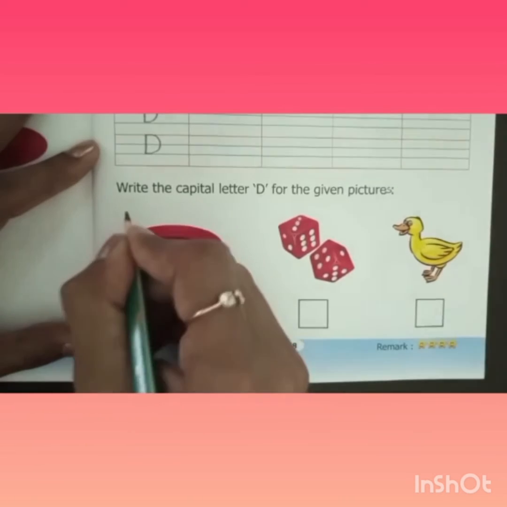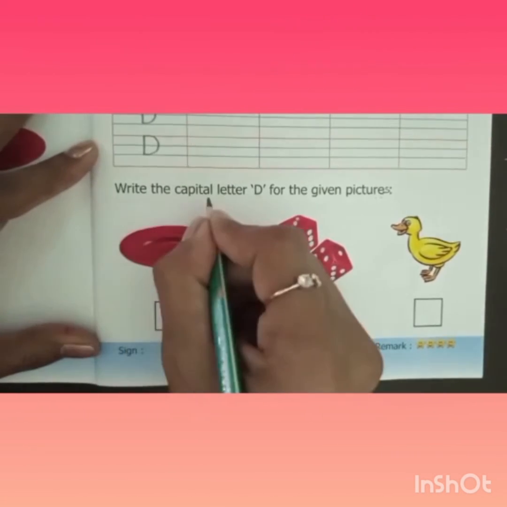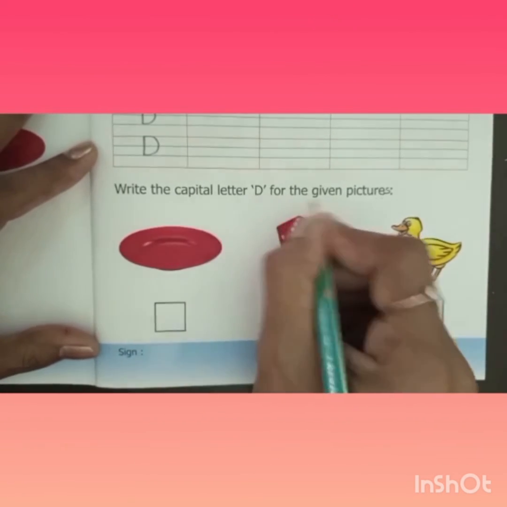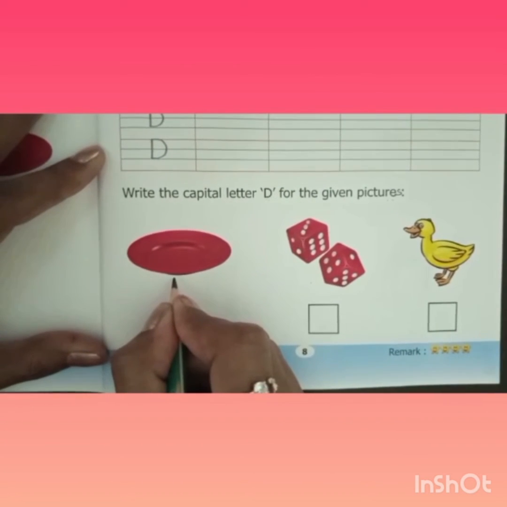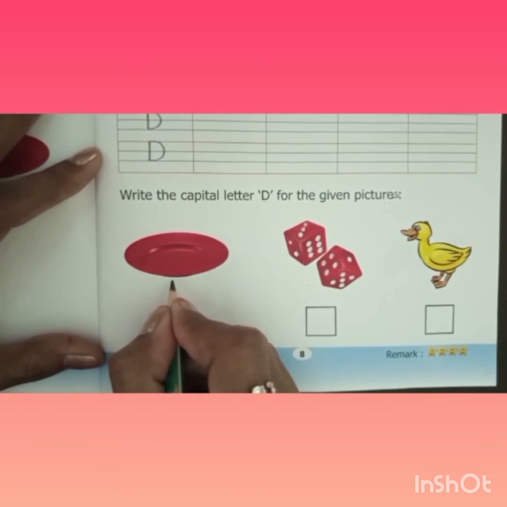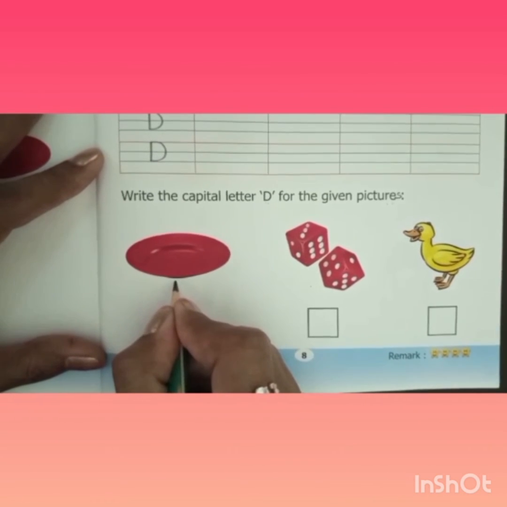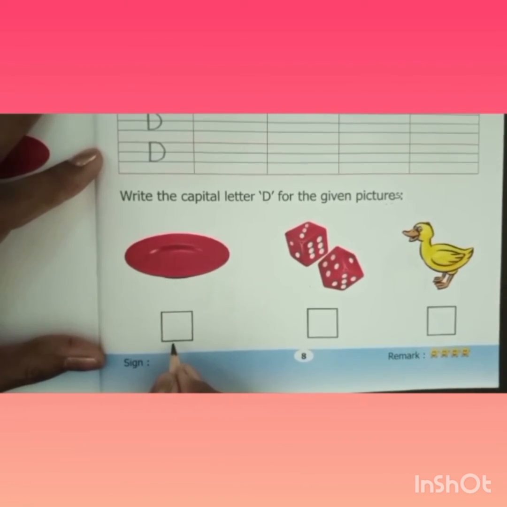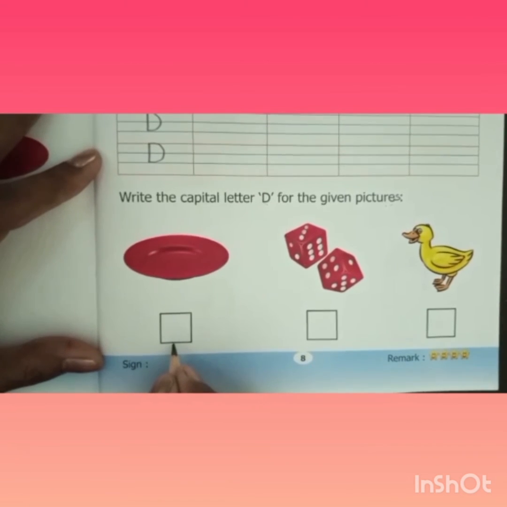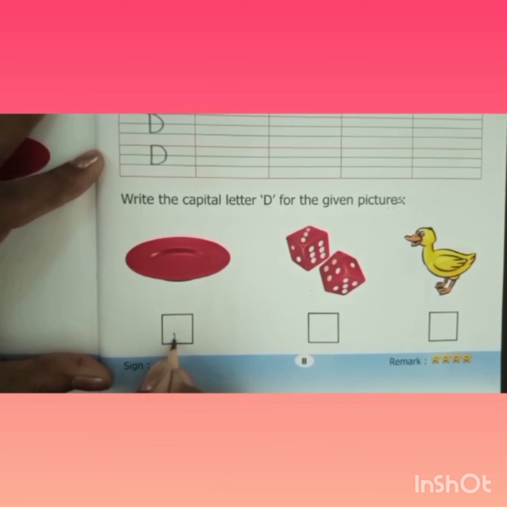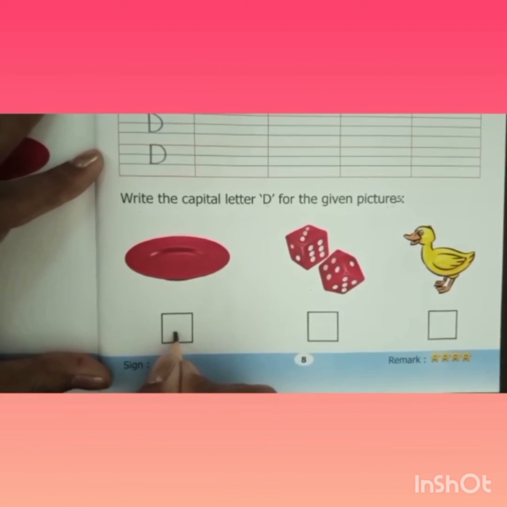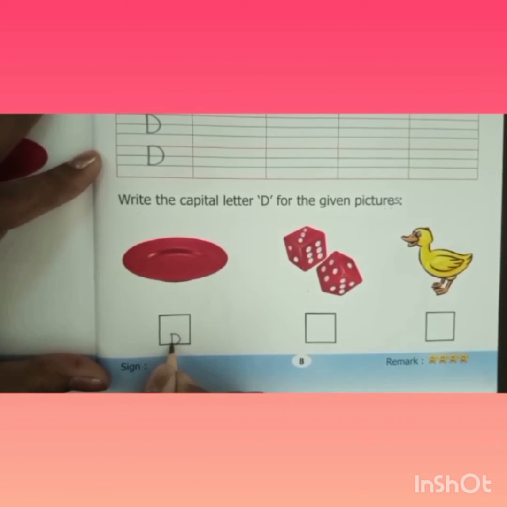Okay. Now it's exercise time. Write the capital letter D for the given pictures. Which picture is this? Yes, dish. And what for dish? D for dish. So, we will write capital letter D in this box. Standing line, opposite C curve, capital letter D.